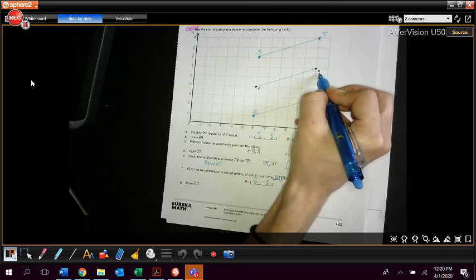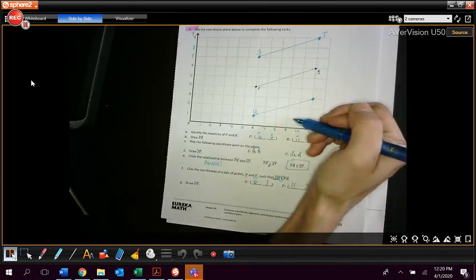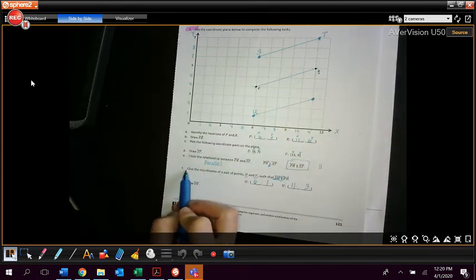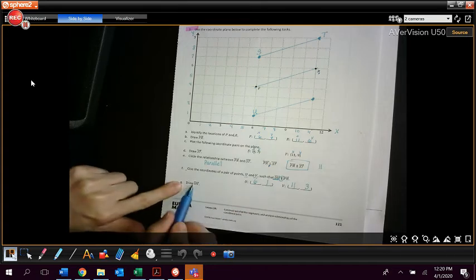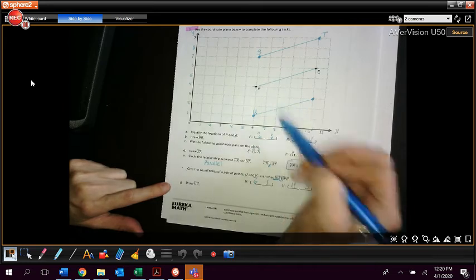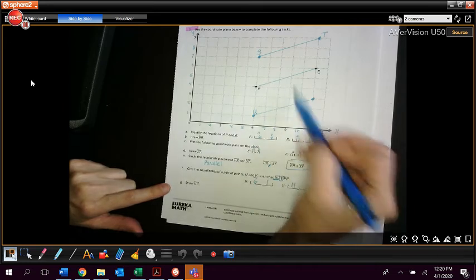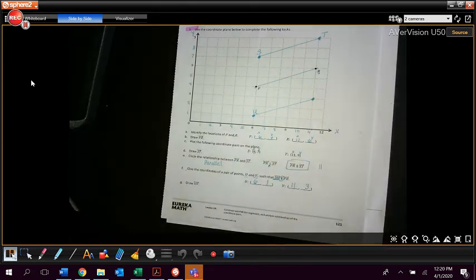If it is not parallel, then that means you would have gotten F wrong. And then the last one was to draw it, which I did, and I made sure that they are parallel. That means they do not meet and they are the same distance apart.